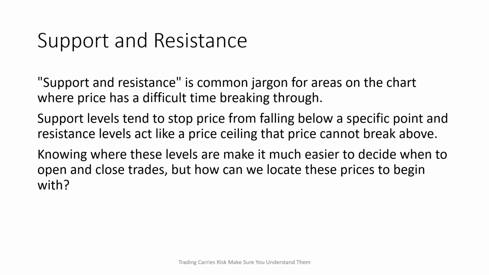And this is basically what support and resistance are. They are areas in the past where things often happen. Buyers enter the market, sellers exit the market, or supply and demand flipped and flopped. Now, support and resistance is a common jargon for areas on a chart where price has a difficult time breaking through. Support levels tend to stop prices from falling below a specific point, and resistance levels act like a price ceiling that price cannot break above. Now, when we say that, that's not a stone hard rule.